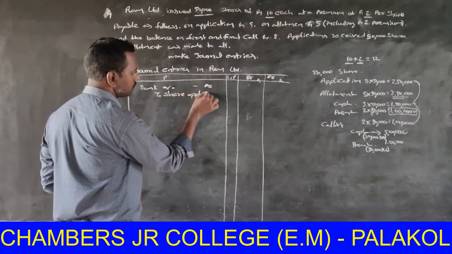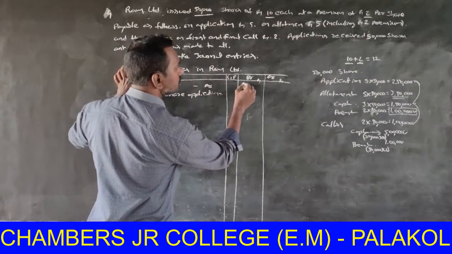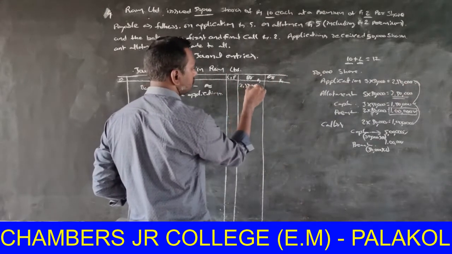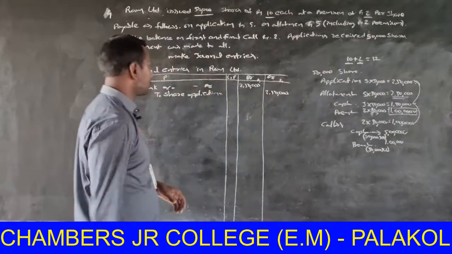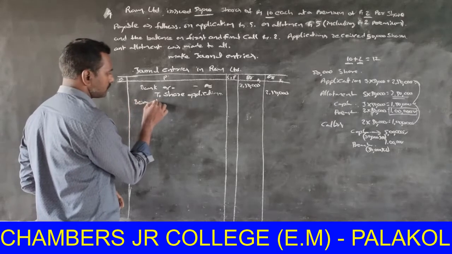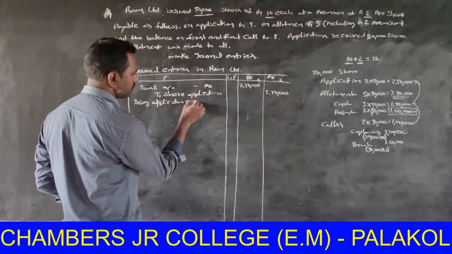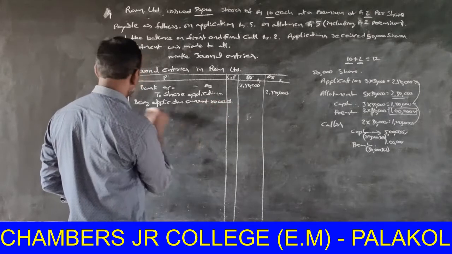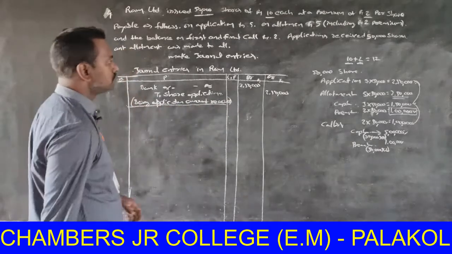Share application account. The application amount 2,50,000, being application amount received for 50,000 shares. Okay, next one.